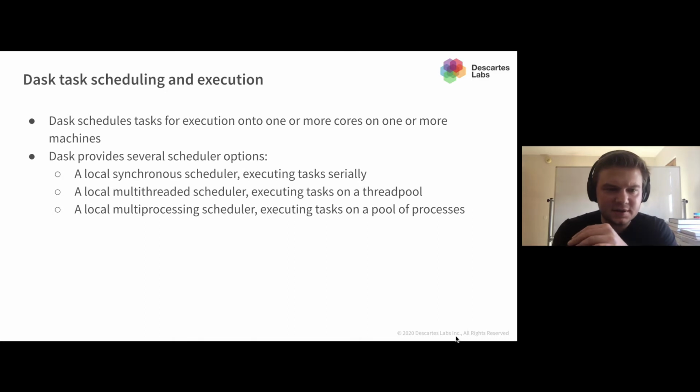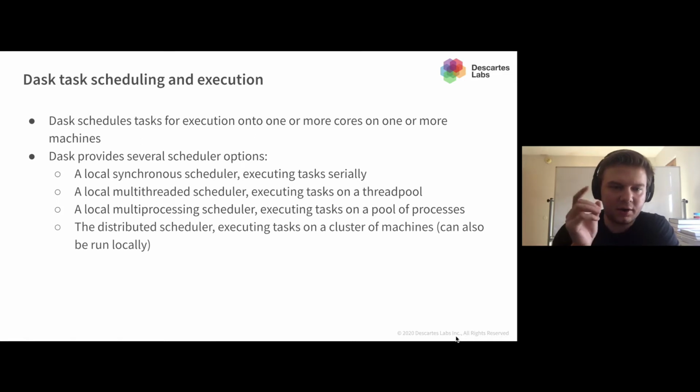Most uses of the local scheduler will use the multi-threaded scheduler, but the multiprocessing scheduler could be good for tasks that will not release the GIL. But most things that do either I/O or that call into libraries like NumPy and Pandas will release the GIL as soon as they leave Python land and go into C land.